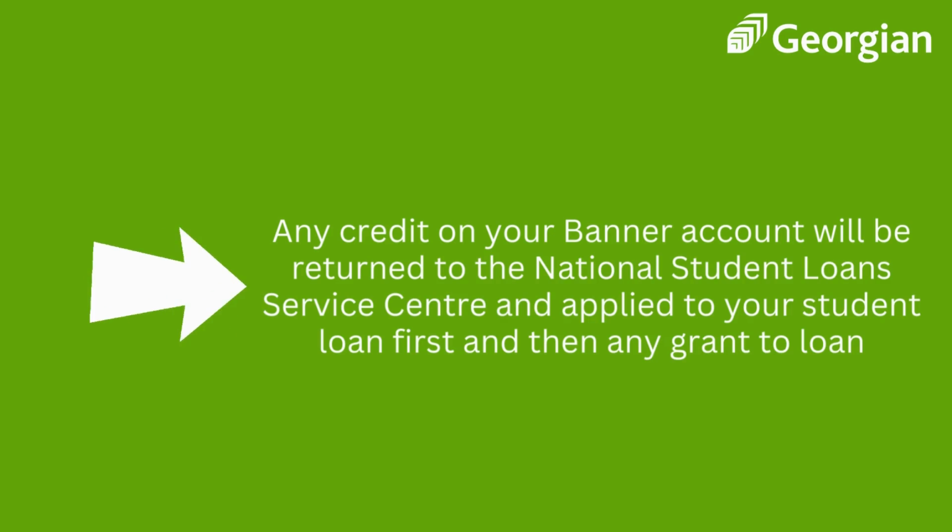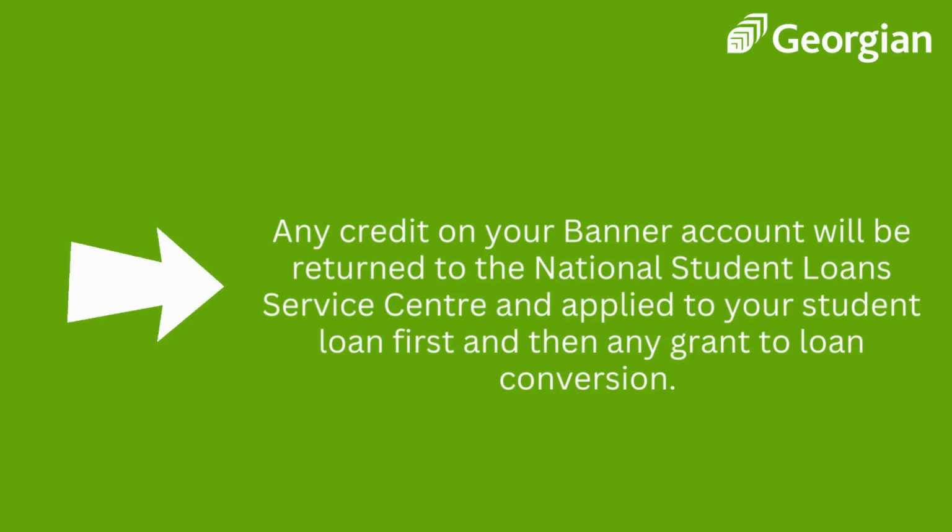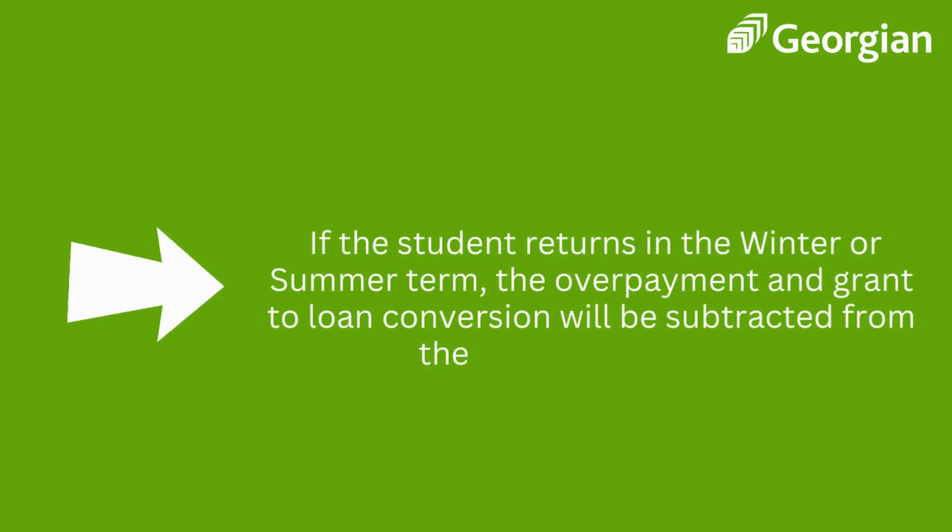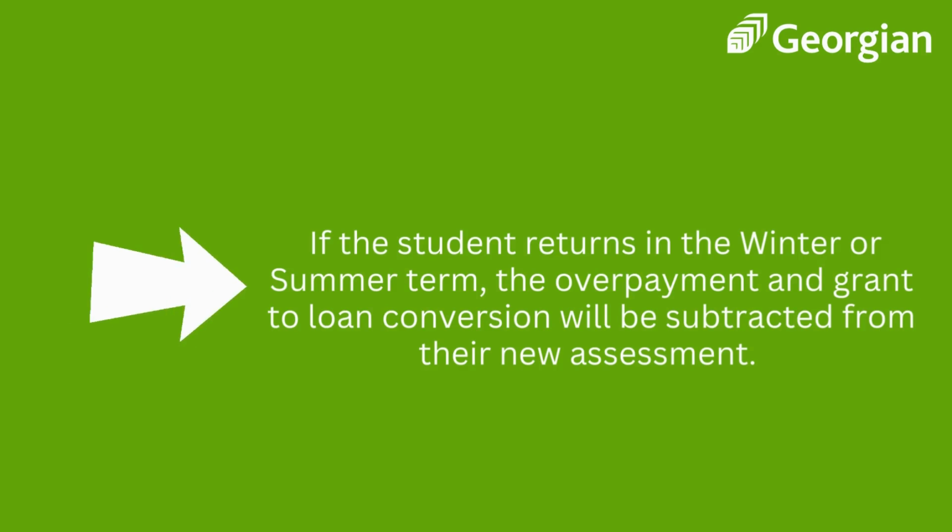Any credit on your Banner account will be returned to the National Student Loan Service Center and applied to your student loan first, and then any grant to loan conversion. If the student returns in the winter or summer term, the overpayment and grant to loan conversion will be subtracted from their new assessment.